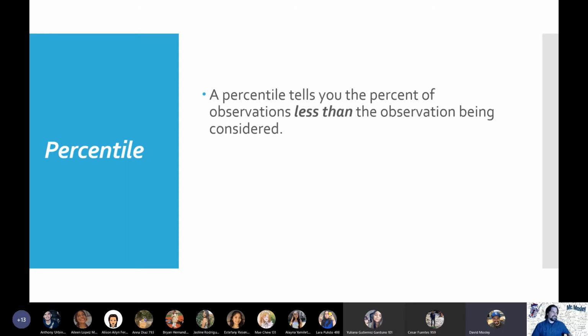All right, so as a review, a percentile, right? A percentile tells you the percent of observations less than the observation being considered. An observation is just a value in our data set. We can call those observations. So our percentile tells you the percent of observations less than the observation being considered.